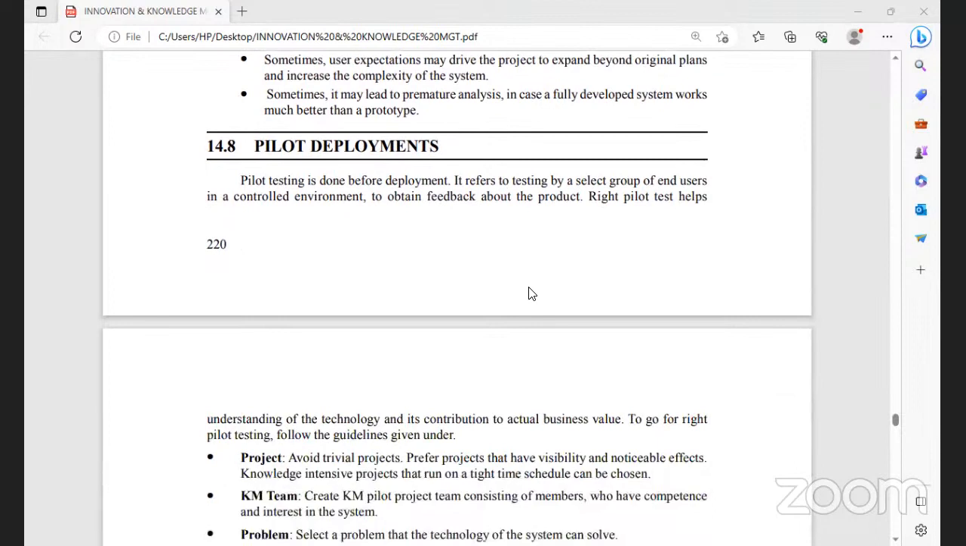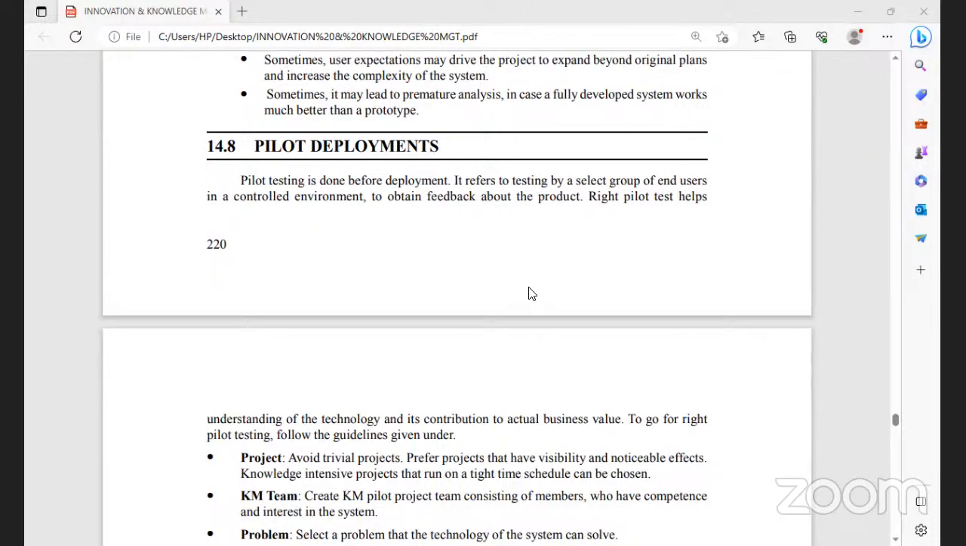Next topic is pilot deployments. Pilot testing is done before deployment. Pilot testing means taking some data and putting it into a testing environment. After that, getting accurate results that can be applied to the total data. It refers to testing by a select group of end users in a controlled environment.